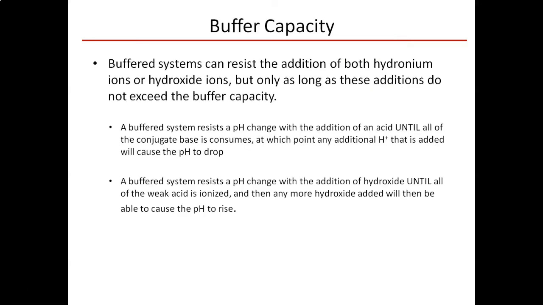Now, a buffered system cannot resist a pH change indefinitely. But it can resist a pH change temporarily when a small amount of hydronium or hydroxide is added. It will resist the addition of the hydronium ion or proton until all of the conjugate base is consumed, in which case I'd force the equilibrium completely in the reverse direction. After that point, my pH will begin to drop. Likewise, it will resist the addition of hydroxide until all the weak acid has been ionized. Once that's done, the pH will start to rise.